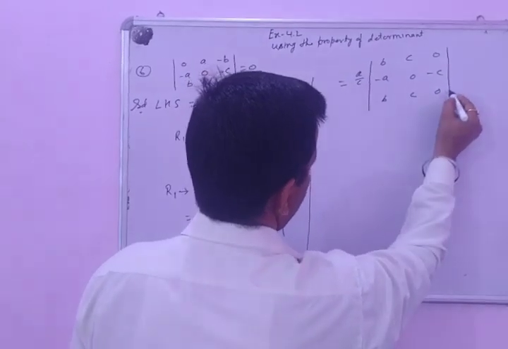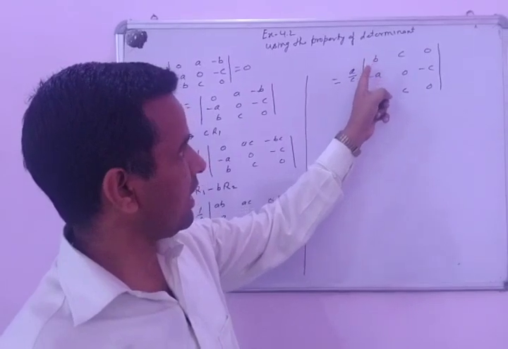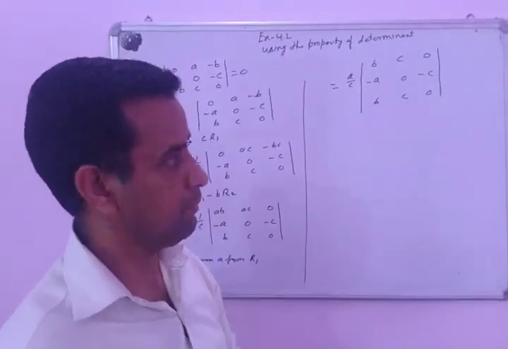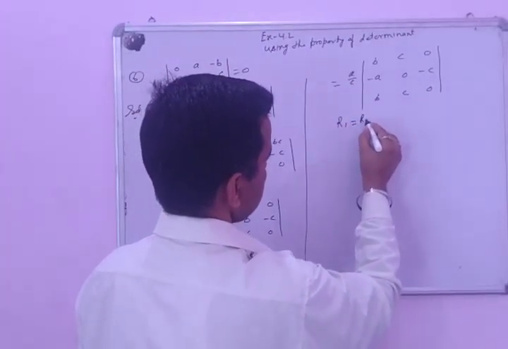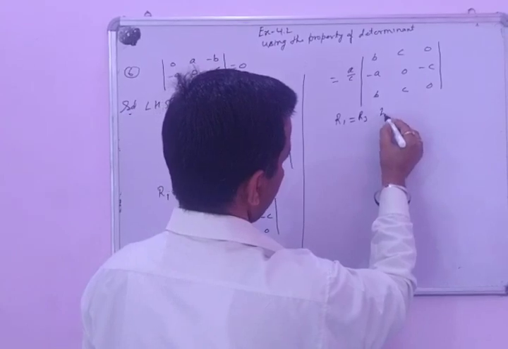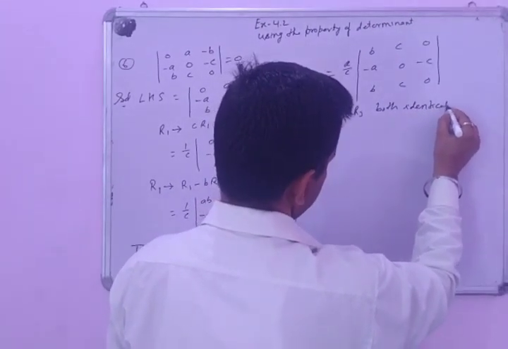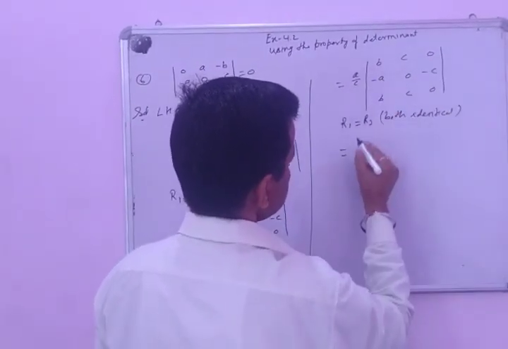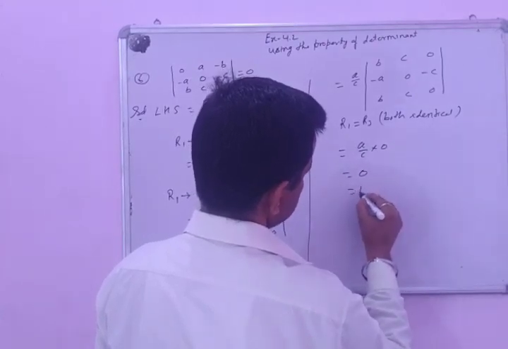Now observe, look here, R1 and R3: B, C, 0 and B, C, 0, means R1 equals R3, both identical. Then the value of the determinant is A upon C into 0, this will be 0. This is the RHS.